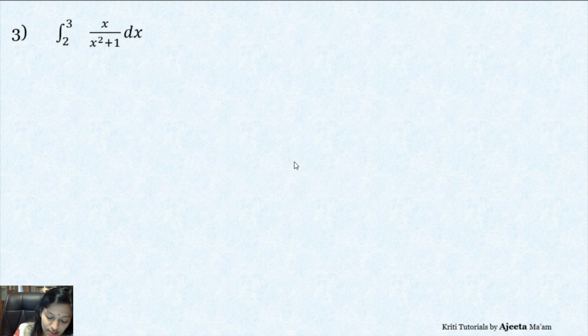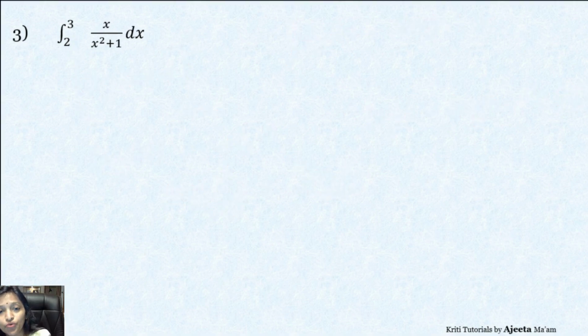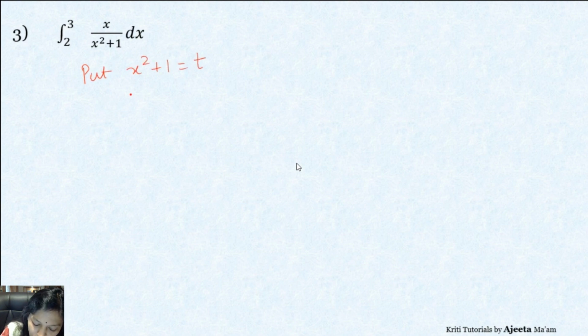Okay, now let's take the next. Now here the limits are from 2 to 3, x upon x square plus 1. Now just think in mind, first of all, forget about the limits. How will you integrate this? X upon x square plus 1. Right? So for integration, we can do the substitution also. So put x square plus 1 as t. Okay? So 2x dx is dt.